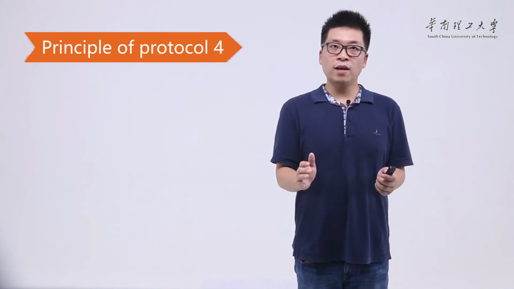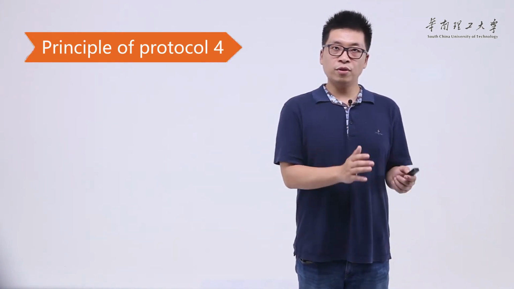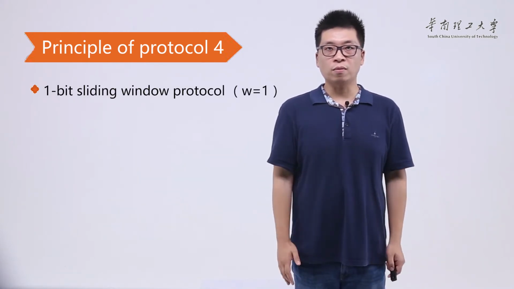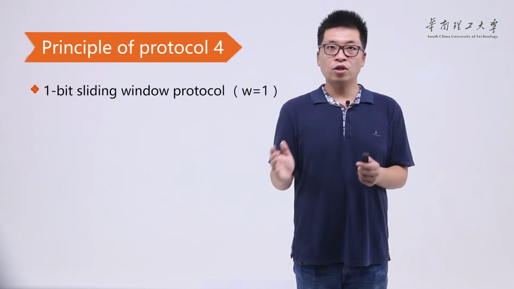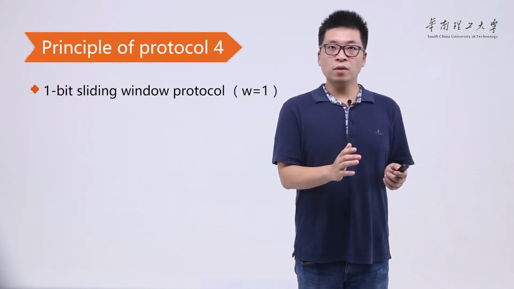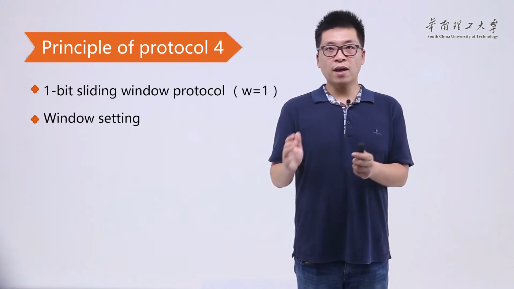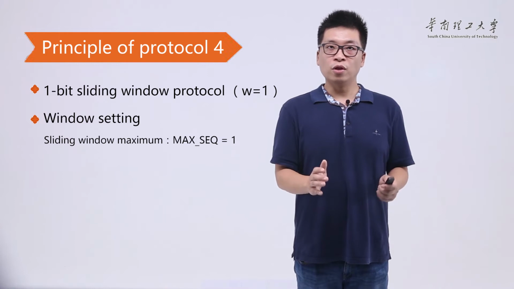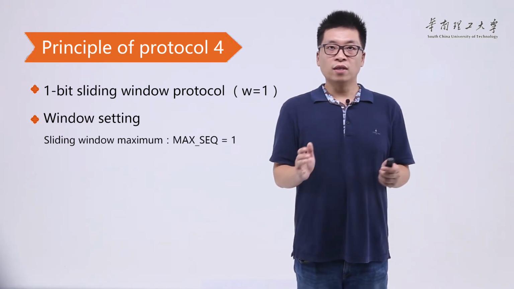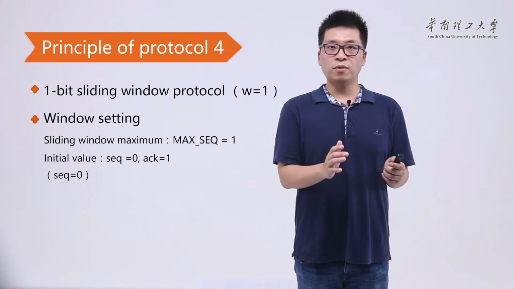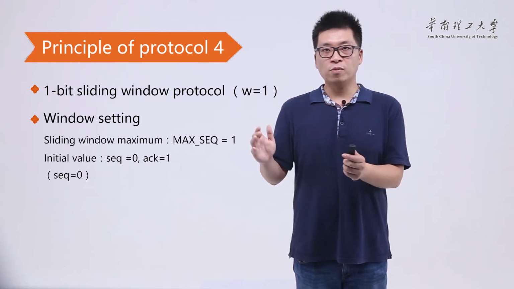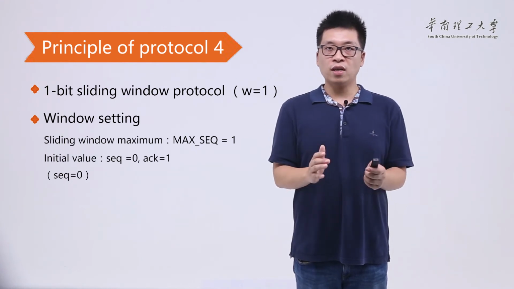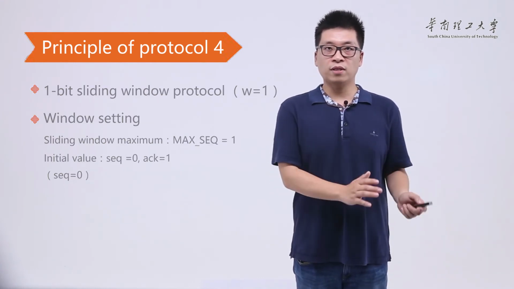So we try to explain Protocol 4, the principle of Protocol 4. It is a 1-bit sliding window protocol, which means the window size is 1. The maximum sequence number is 1 in Protocol 4, so the window size is 1. The initial value is sequence number equal to 0, and acknowledgement is 1, because now it is expecting to receive sequence number 1 from the sender.